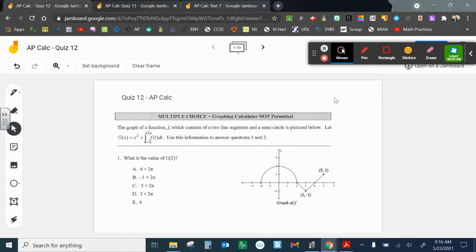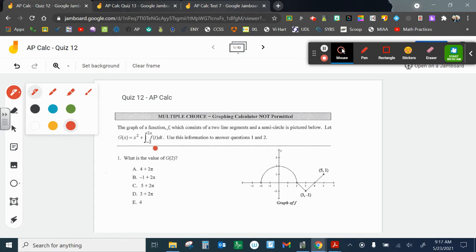All right, the graph of function f, which consists of 2 line segments and a semicircle, is pictured below. Let g of x equal x squared plus the integral from negative 2 to 2x of f of t dt. What is the value of g of 2? So it's the graph of f, so I'm just going to jump right in and substitute in what I know. They want to know g of 2.